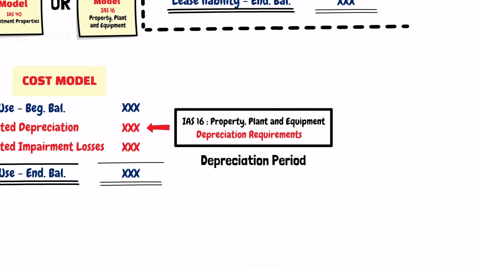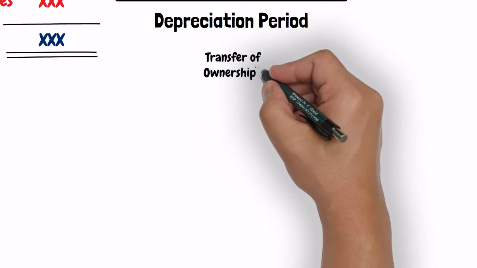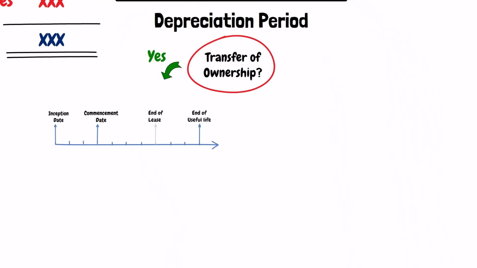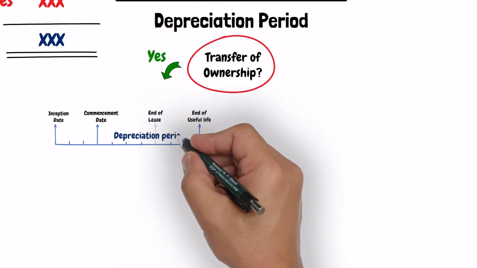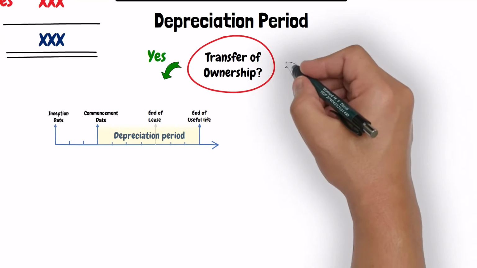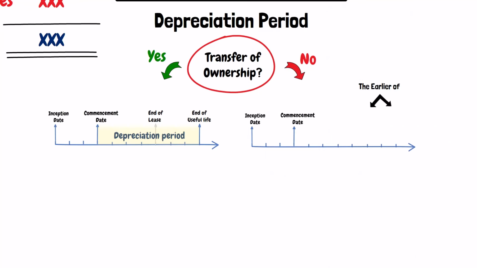As for the depreciation period, it is figured out as follows. If the ownership of the leased asset transfers to the lessee by the end of the lease term, then the depreciation period will be from the commencement date to the end of the useful life of the underlying asset. If there is no transfer of ownership, then the depreciation period will be from the commencement date to the earlier of the end of the useful life of the underlying asset, or the end of the lease term.